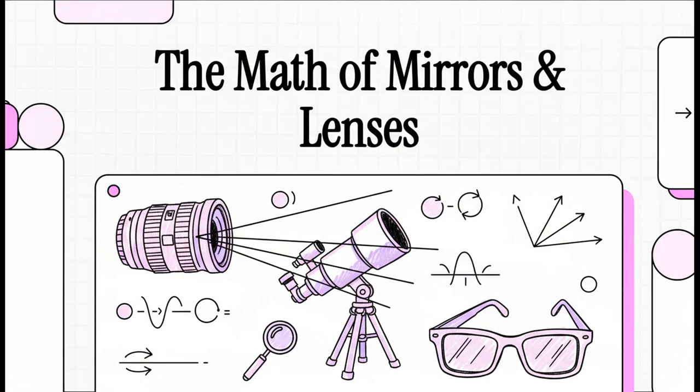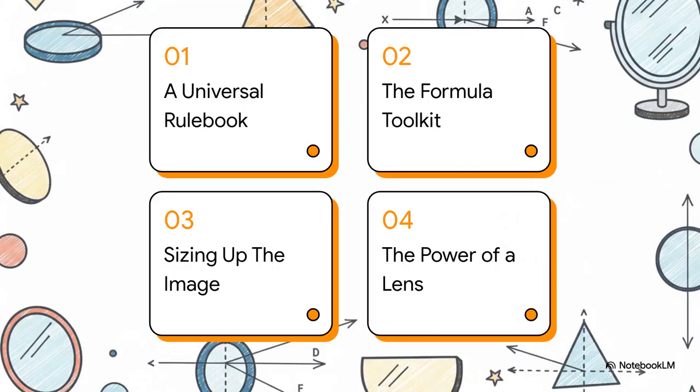When you think about it, the world of cameras, telescopes, even your own eyeglasses, it all seems incredibly complex, right? But what if I told you it all boils down to a few surprisingly simple and honestly really elegant rules of physics? Well, today, we're going to crack open that rulebook and take a look at the math that literally makes our world visible. So here's our game plan.